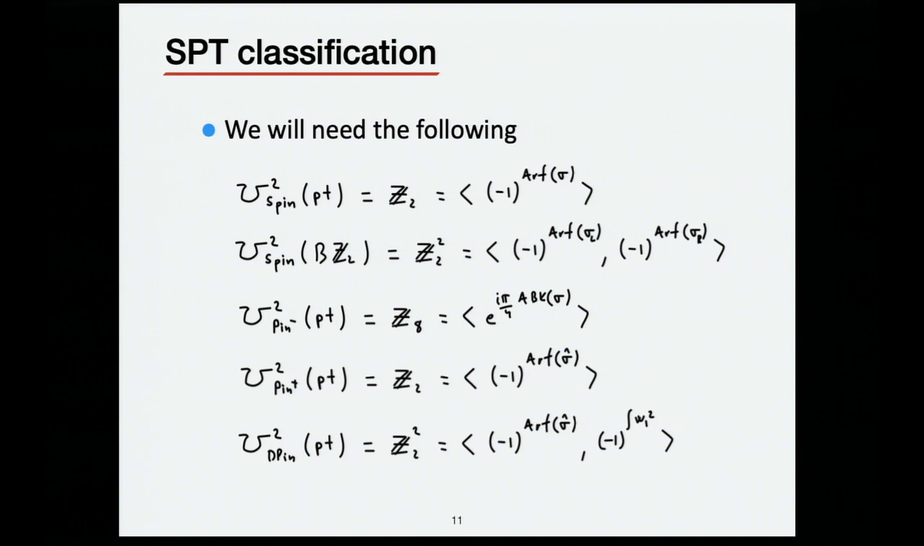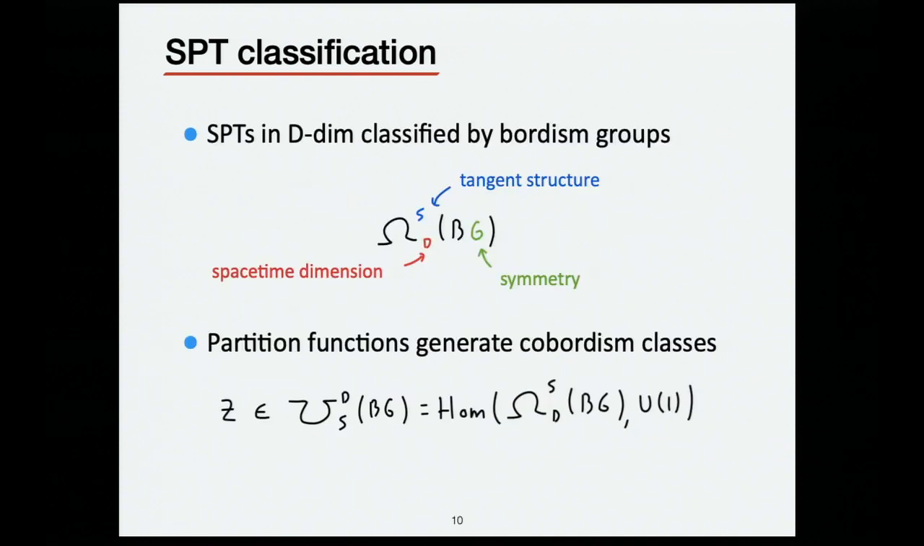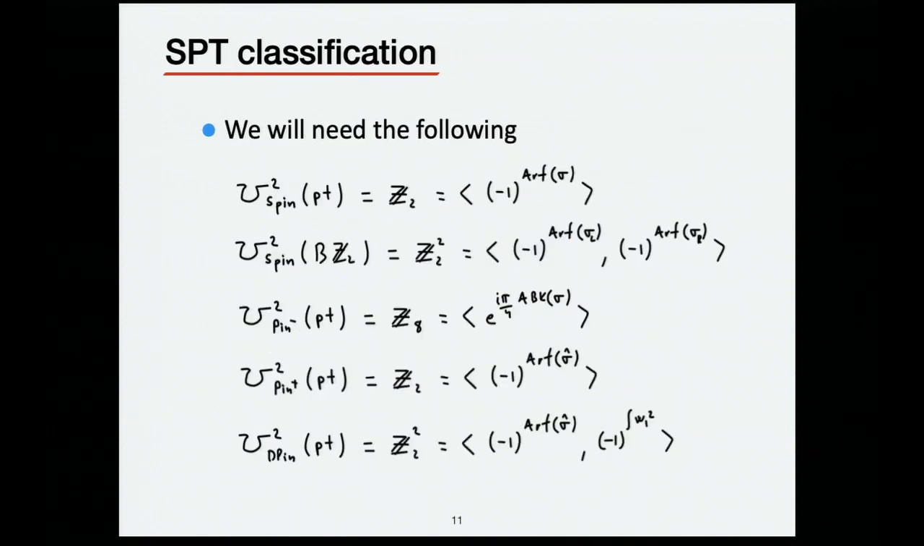A more interesting one is this ABK invariant. This is when we have some pin minus structures. So this is what we consider spinors on an unoriented manifold, which again I will explain in more detail. There are two different ways of doing this: what is the pin minus structure, what is pin plus. Basically the ABK invariant is a partition function that generates this class of SPTs, and the Arf invariant of the orientation double cover generates the other one. And again, I will explain what all of these things are. I just wanted to list them.